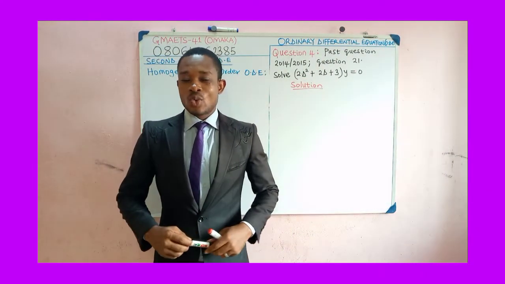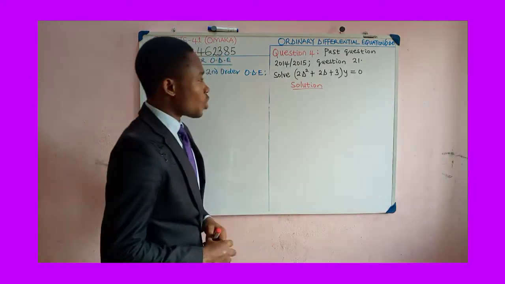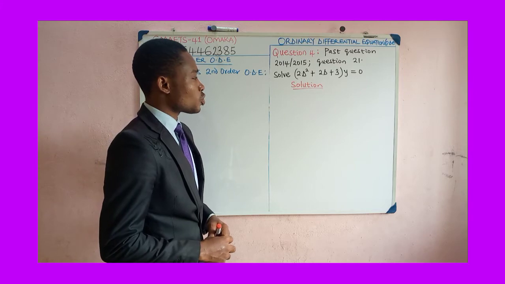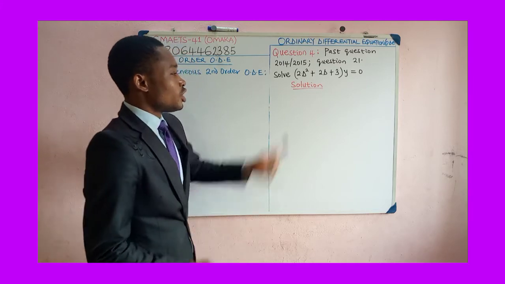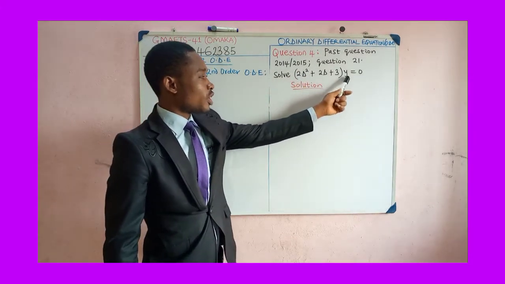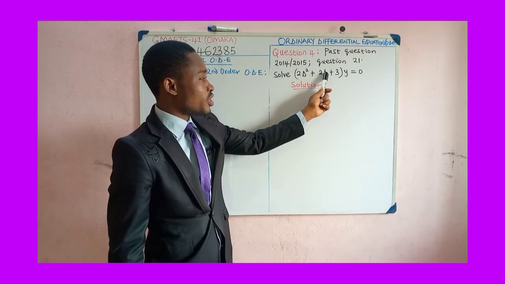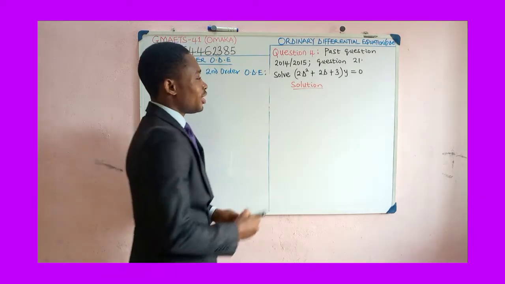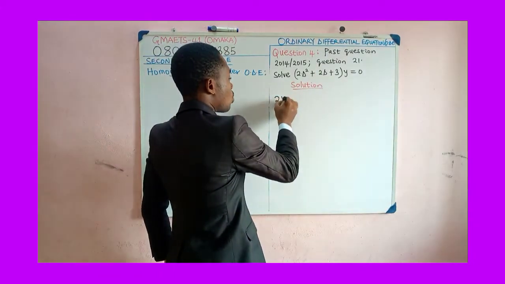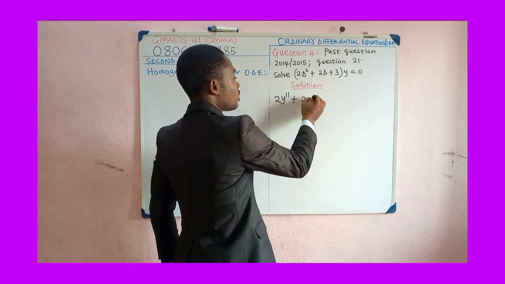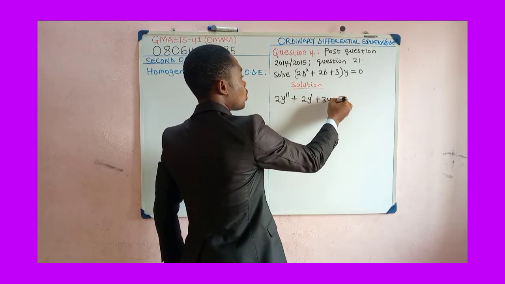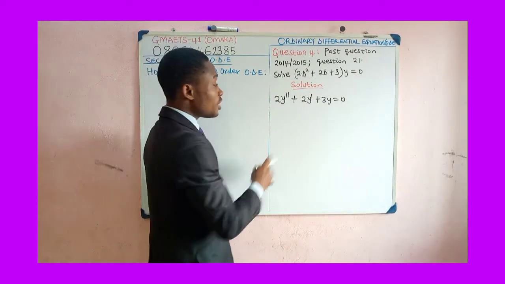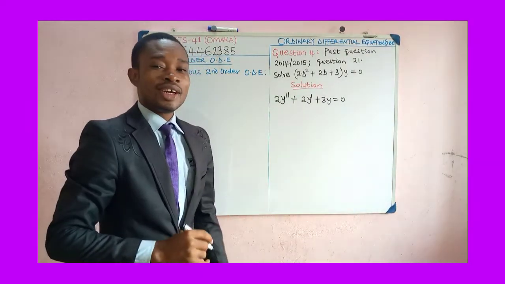On the board now, we want to look at another question. It happens to be a past question, 2014-2015, question 21. We are to solve 2 times the second derivative of y plus 2 times the first derivative of y plus 3y equal to 0. Note that this can be written as 2y'' plus 2y' plus 3y equal to 0. And quickly we can pick out our auxiliary equation from this homogeneous second order ODE.